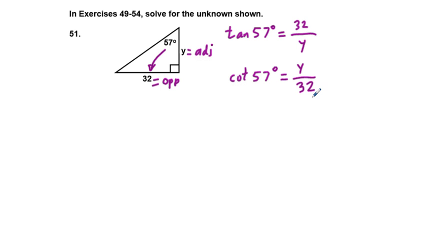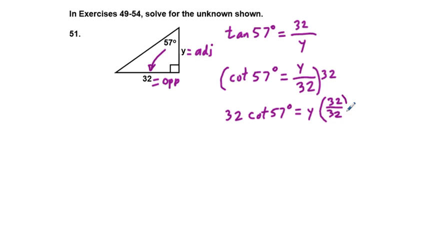Now, why is this helpful to us? The reason is that I find it easier to solve for an unknown that's in the numerator as opposed to the denominator. So if we multiply both sides of this equation by 32, on the left side we have 32 cotangent of 57 degrees, which is equal to y times 32 over 32, which we designed to equal 1. So y equals 32 cotangent of 57 degrees.